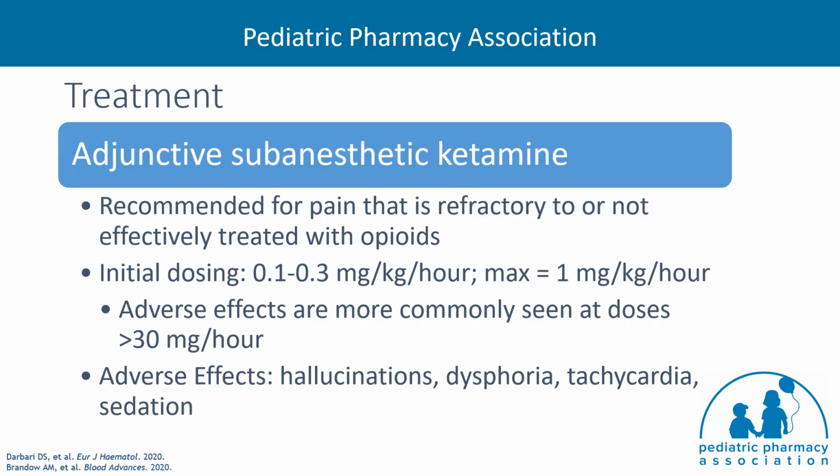For treatment, we can also consider adjunctive sub-anesthetic ketamine. This can be recommended for pain refractory to or not effectively treated with opioids. We'll typically start patients around 0.1 to 0.3 mg per kilo per hour with a maximum dose of 1 mg per kg per hour. Commonly, we'll see adverse effects at doses greater than 30 milligrams per hour, and so our institution at least will often cap at that rate, even if it is not the 1 milligram per kilogram per hour that the patient could go up to otherwise.